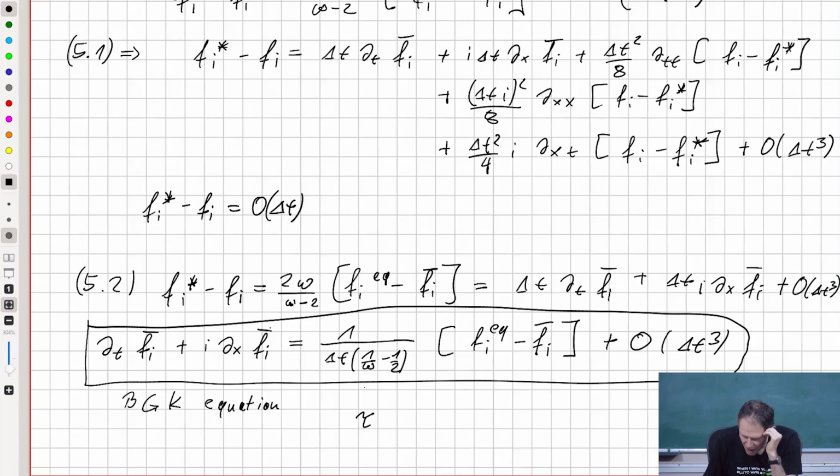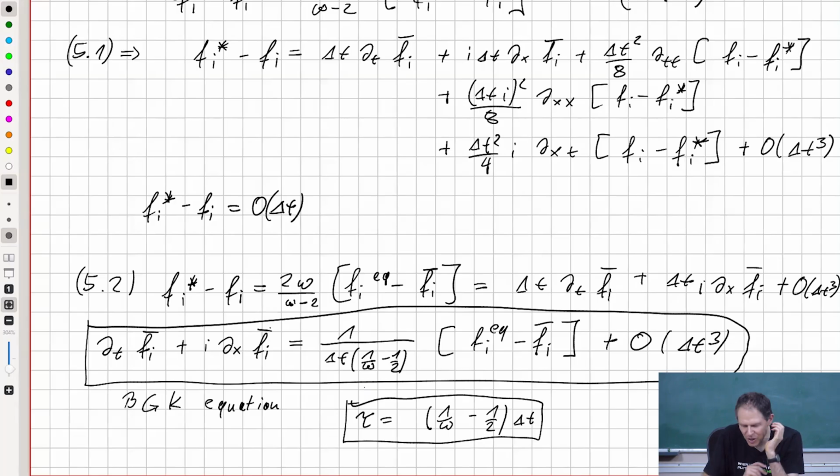So what is the tau now? Tau is 1 over omega minus 1/2, times delta t. All we need to know is that when we adjust our viscosity through tau, we do this by setting 1 over omega minus 1/2 delta t. That's all we need to know.